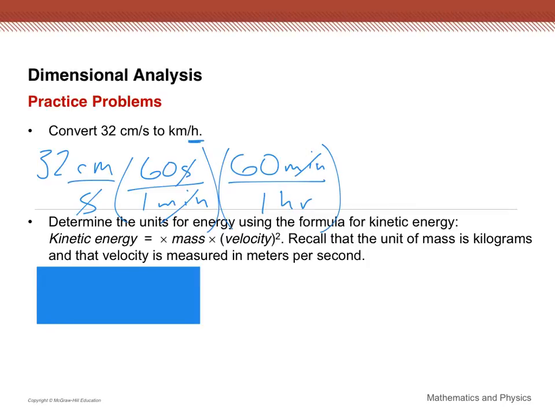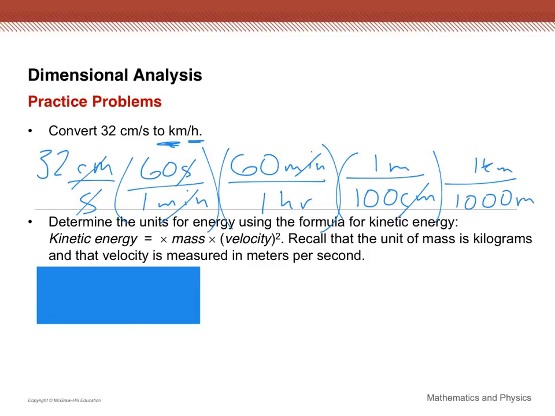And so now we need to work on the centimeters. We need to get rid of the centimeters. Well, I know that 1 meter is 100 centimeters. And so that centimeters will cancel with that centimeters. And that gives me meters, but I want kilometers. So I know that 1 kilometer is equal to 1,000 meters. And so that meter cancels with that meter, and I'm left with kilometers in the numerator, hours in the denominator, and that's what I want.